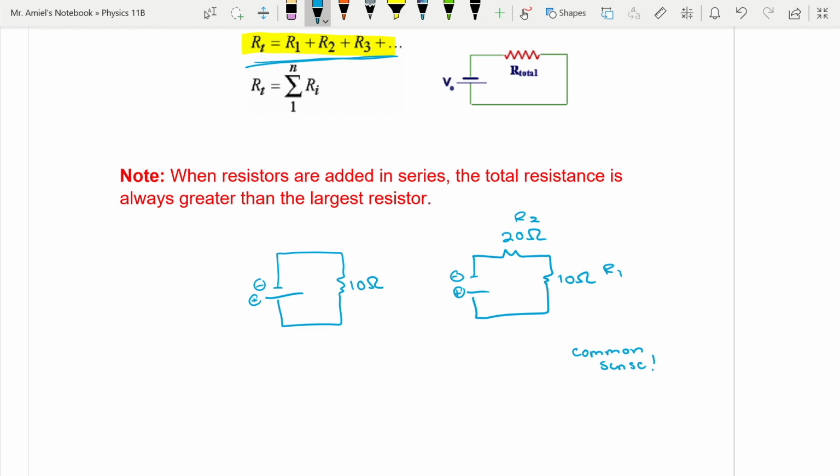And it gives you a check. If at the end of your question you've got a single resistor that's larger than your total resistance and you're dealing with a series circuit, you know something's wrong. So that provides you with a little check.